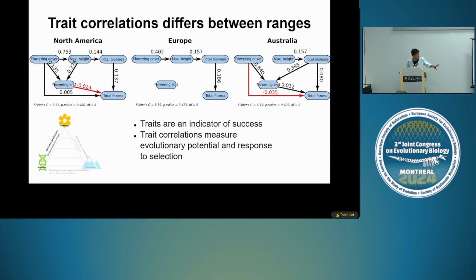Another interesting one is that in Australia, the time that the plants flower, so Australian plants flower way later, actually has a negative relationship with total fitness. That's interesting because we look at traits since that's the actual physical thing in the environment, exposed to pressures, so that's a measure of success. If we look at how these traits are structured, we could measure evolutionary potential, or in the case of invasive species, invasive potential, about how successful they might be.